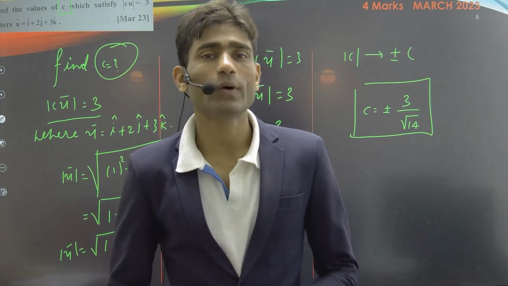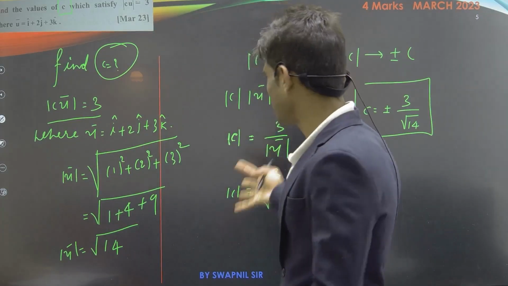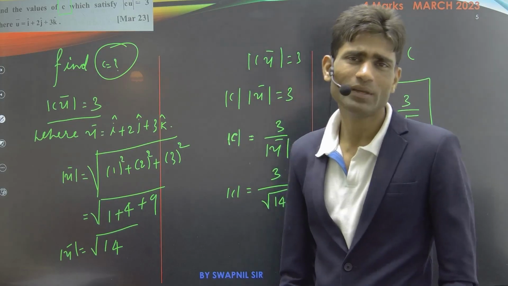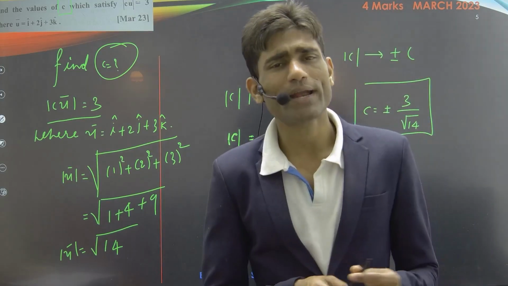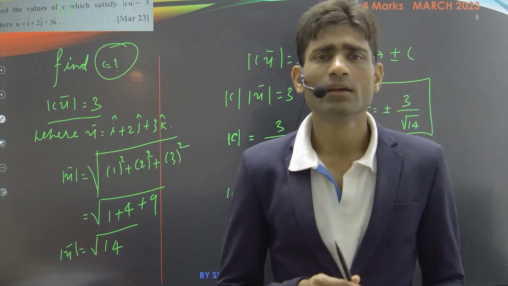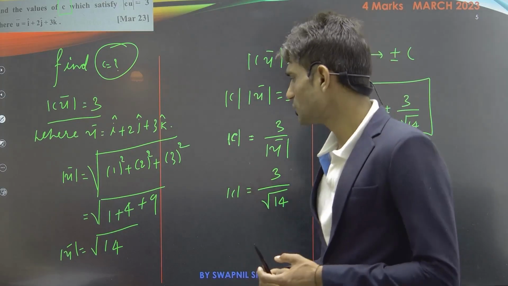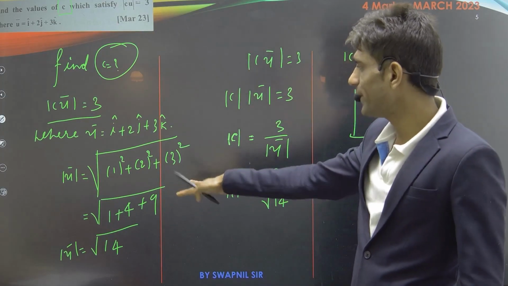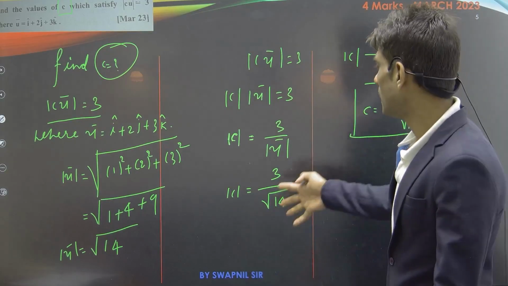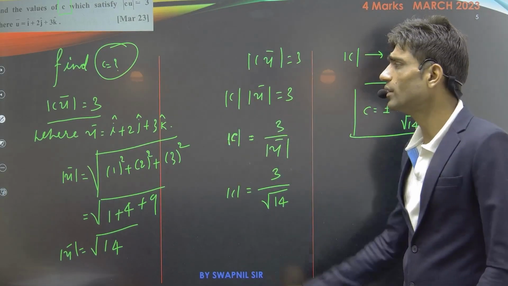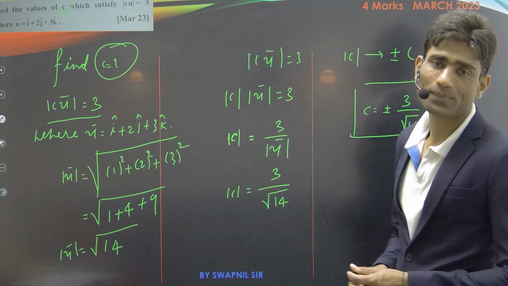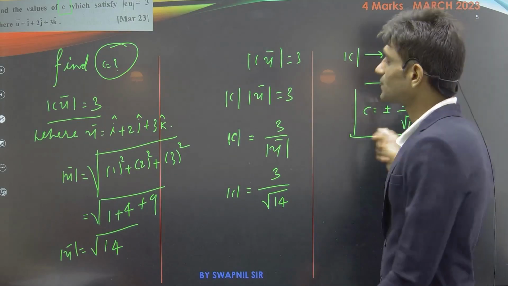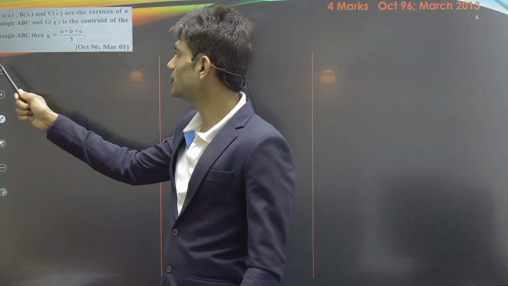So I hope you all have understood this solution. There is just one step: we need to know how to find the modulus of any vector. First I found the modulus, and then I substituted all these values into modulus of c into u bar. Now let's move to the next question. Very easy type of questions.